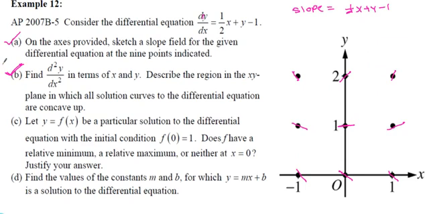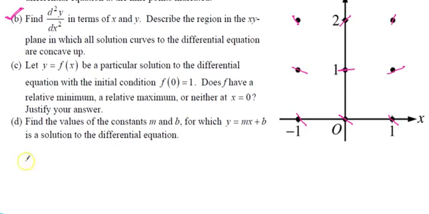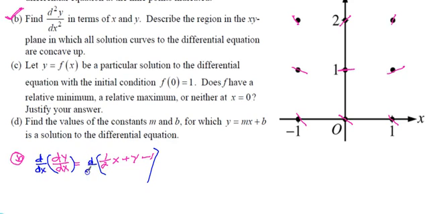B is finding the second derivative, which I'm going to explain because many students forgot how to find the second derivative. I'm going to use the white space here to do B. Pay extra attention for B. Find the second derivative. You are already given dy/dx is 1/2 x plus y minus 1. Let's find the second derivative. Second derivative is, I'm trying to find d/dx. Remember, second derivative is not derivative squared. Second derivative is not derivative squared.